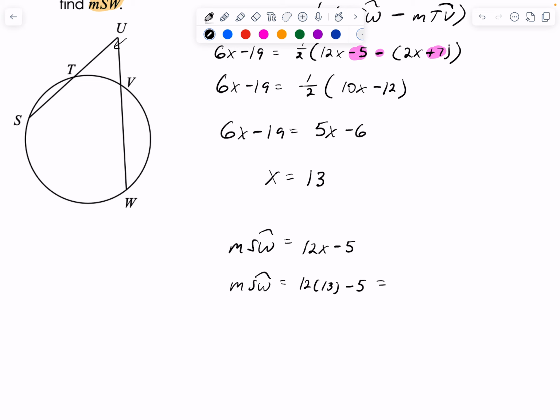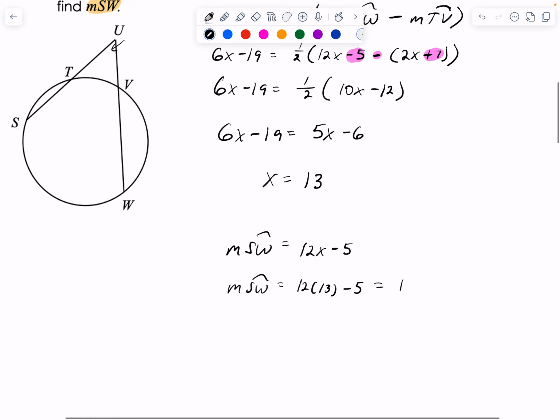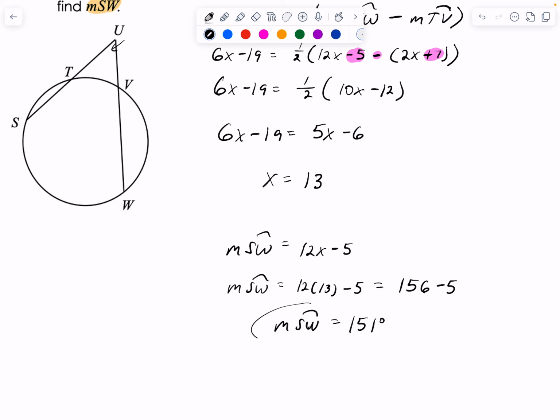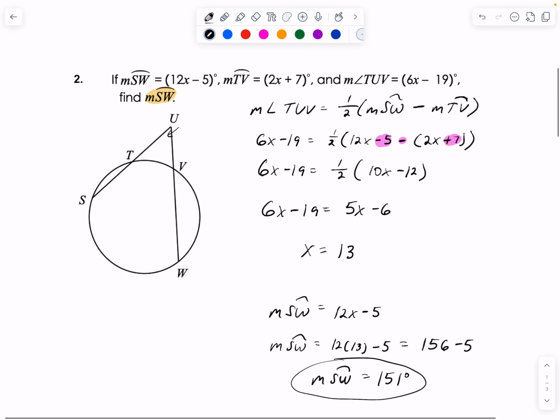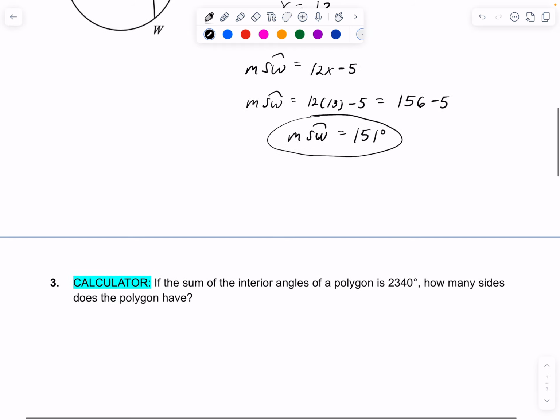All right. And if we do that math, I know 12 times 12 is 144. So adding another 12 would give me 156 minus 5. So the measure of arc SW is equal to 151 degrees. All right, so that is it for all the work in number 2. Okay, let's go to number 3.